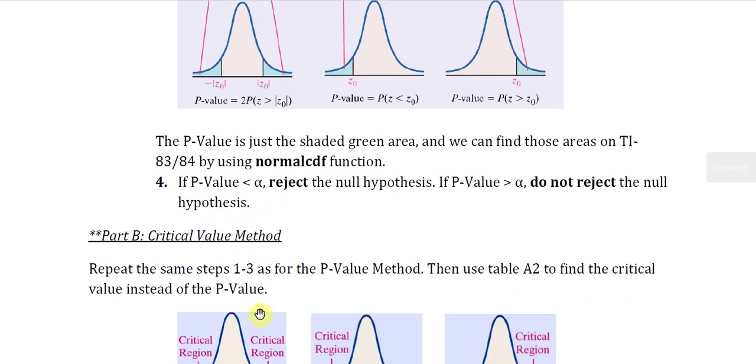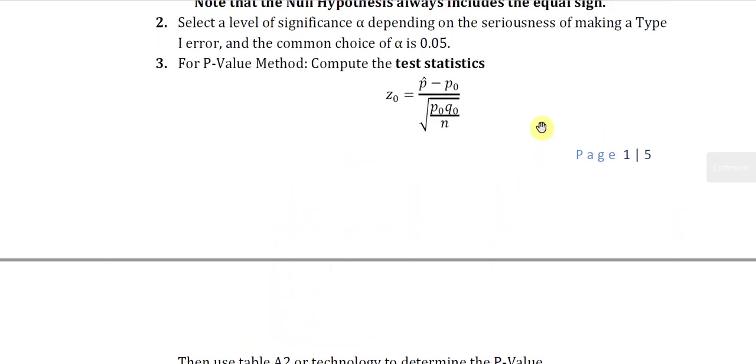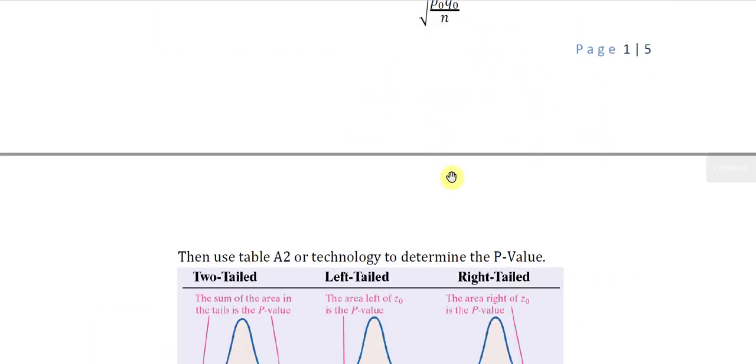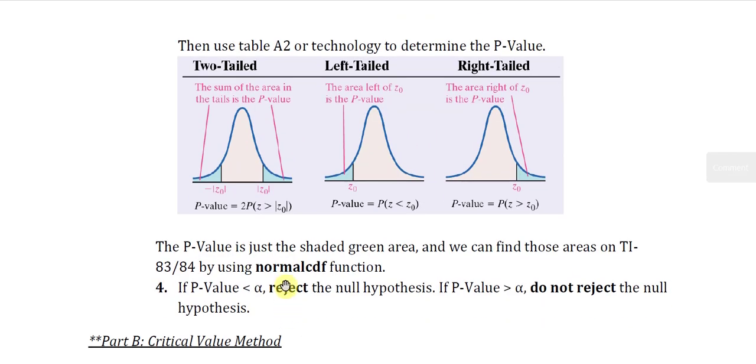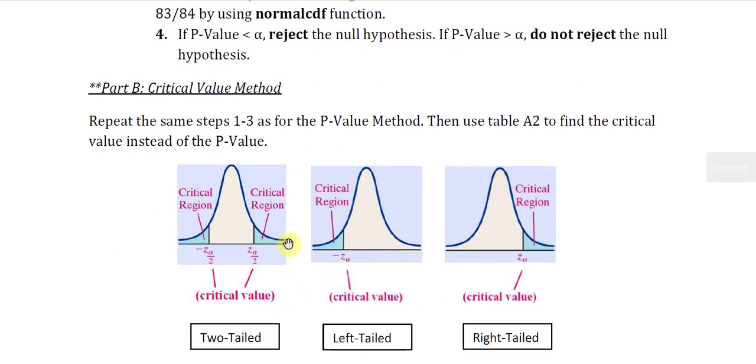Now for the critical values, we do the same thing up to the test statistic. Now, instead of finding the p-value, we use Table A2 to find the critical values. So this is the critical value, z alpha for the right tail, or minus z alpha for the left tail, or z alpha over 2, because we have two tails, so the alpha is now divided by 2.